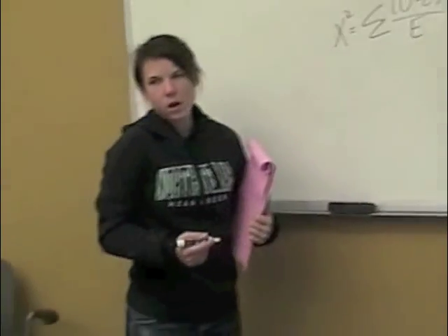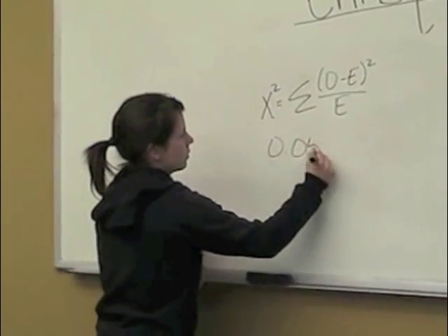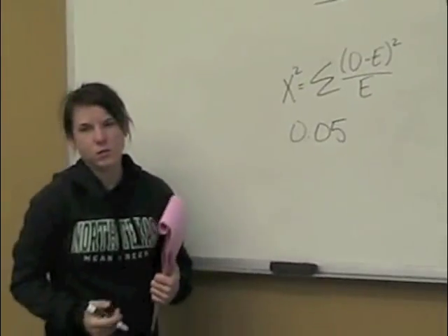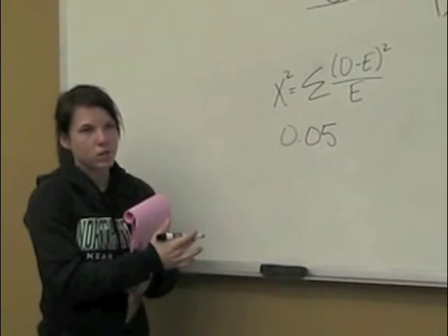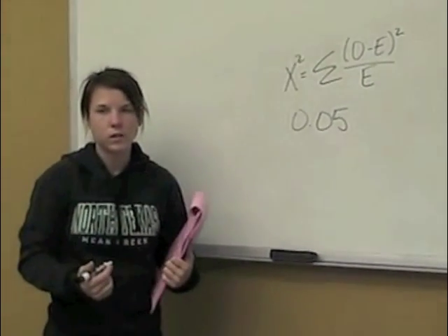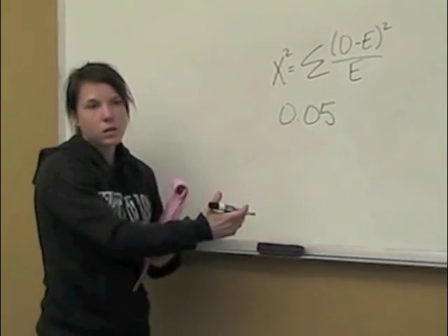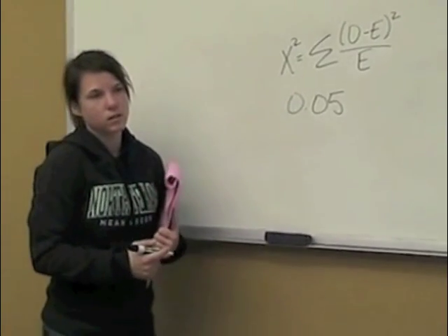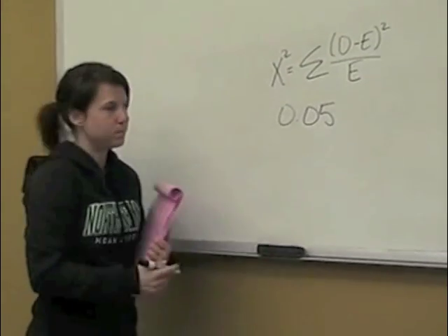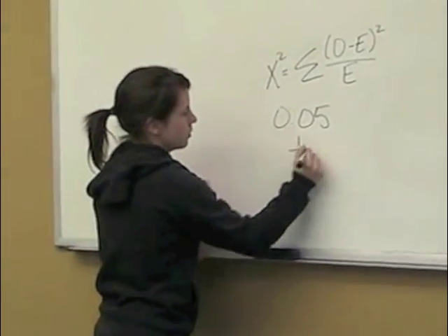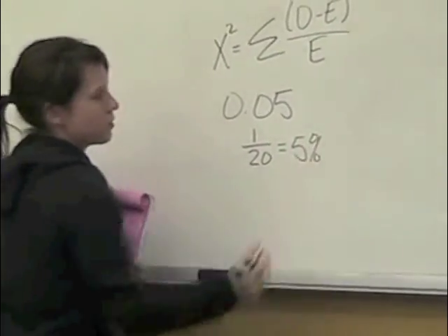So the agreed upon arbitrary limit of your values being due to chance alone is 0.05. This means that you have a 5% chance or greater that your values are due to chance alone. If it is less than this number, that means you have less than a 5% chance that your values are due to chance alone. This is not accepted. This is equated to 1/20, which equals 5%.